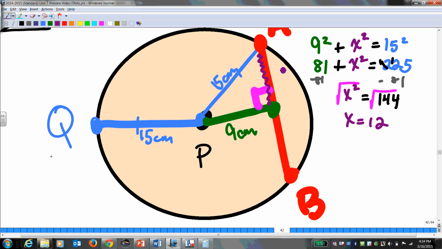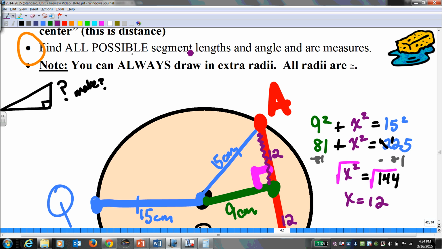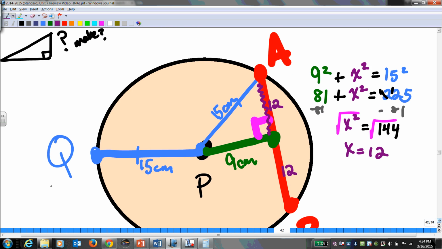All right, let's see. That's 12. So that means that's 12. Okay, we have all current segment measures, but remember, we're done with segments, we also want angles and arcs. So let's see what we can find here.